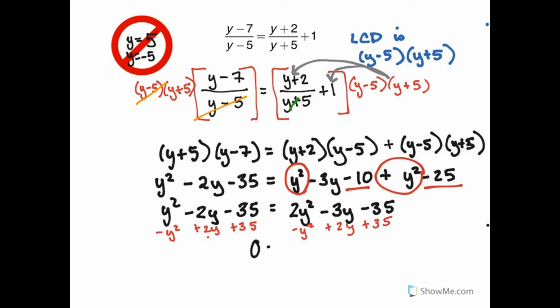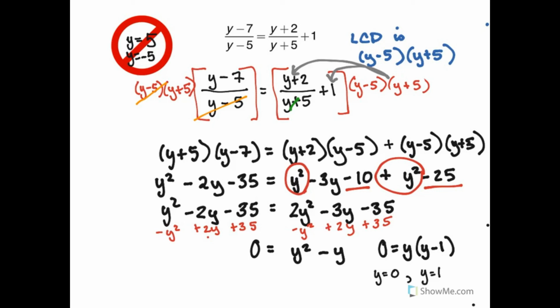So then I have 0, and 2y squared minus y squared is y squared, minus 3y plus 2y is minus y, and the 35's just cancel out. Y squared minus y can be factored. 0 equals y times y minus 1. So I have two solutions. One of them is y equals 0, and the other is y minus 1 equals 0 or y equal 1.